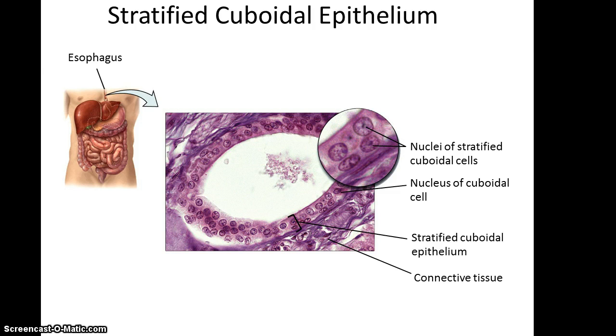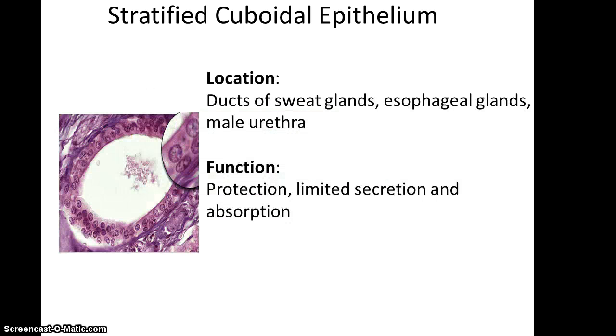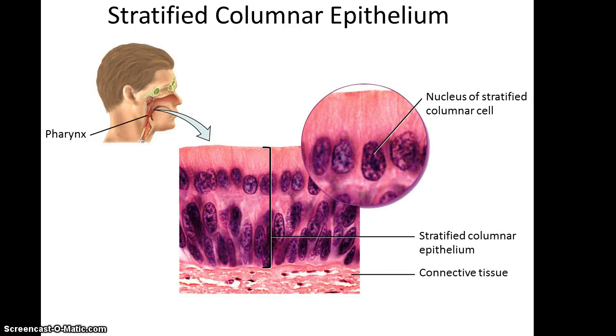Next is stratified cuboidal epithelium. Here you can see that familiar ring shape, and it's very clear that throughout the entire structure you have two or more layers of cells. This is found in the ducts of sweat glands, in the esophageal glands, and in the male urethra. And its functions include protection, limited secretion, and some absorption.